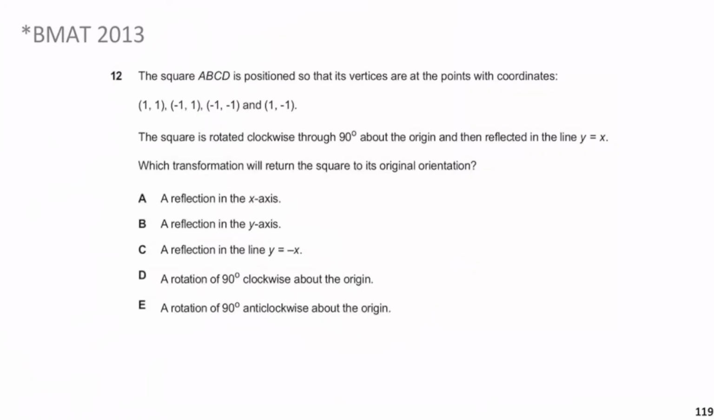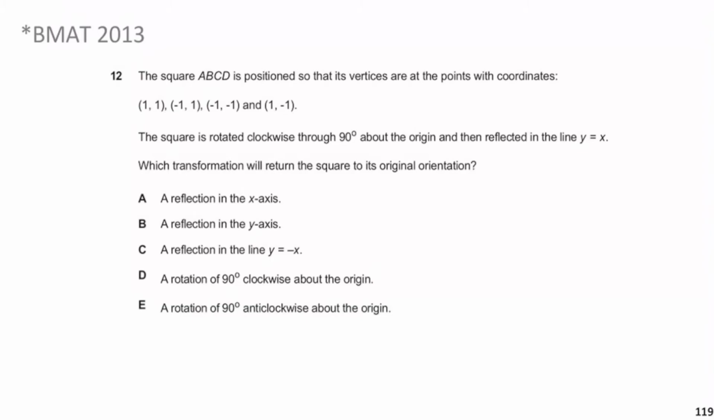So it says the square ABCD's vertices are at points with the following coordinates. And it says the square is rotated clockwise through 90 degrees about the origin and then reflected in the line y equals x. It says which transformation will return the square to its original orientation. So, guys, pause the video, give yourself a minute. Be sure to be back after that minute where we're going to really go over the solution.